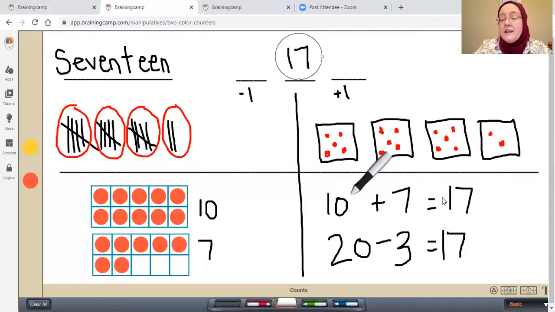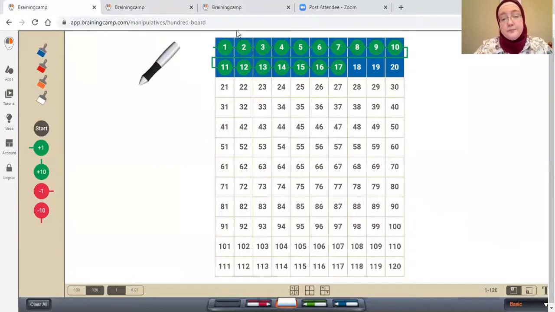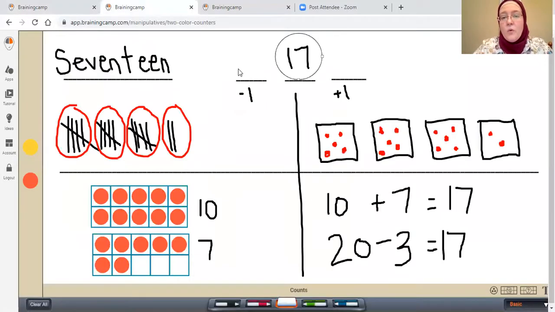So creating number sentences is another way of representing numbers, and we don't do it enough. So I want you to be practicing. Remember when we looked at the 120 chart? My computer's a little slow. When we looked at the 120 chart, we stopped at 17, but what if we take 1 away? What number are we going to land on if we take 1 away? So that means it came right before the 17.